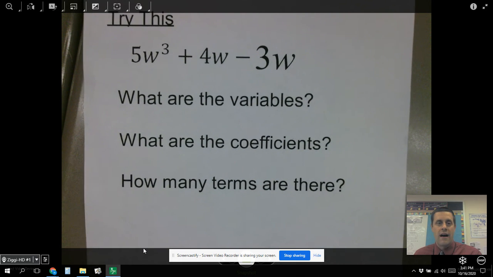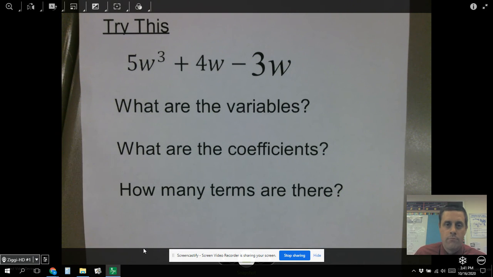All right, last one. 5w to the third power plus 4w minus 3w. Pause the video, identify the variables, coefficients, and terms, and then resume playing again to see how you did.